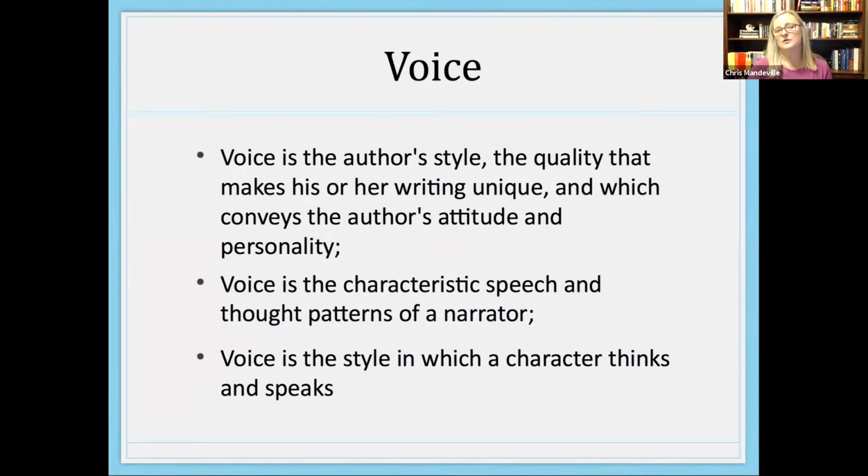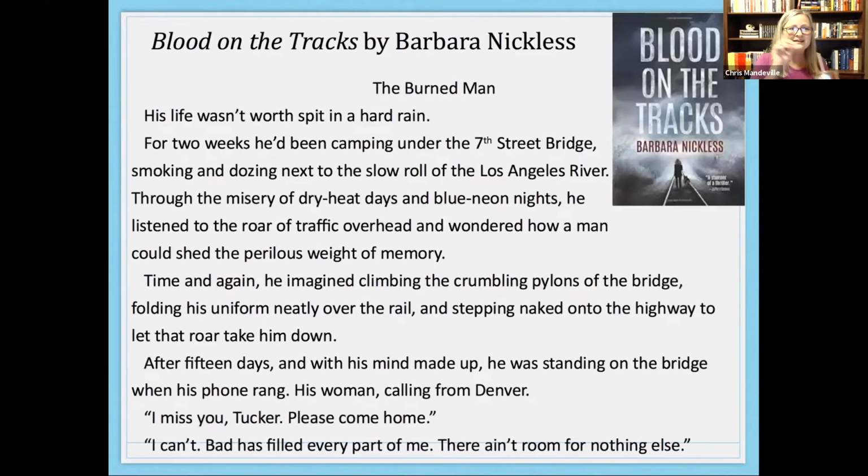Most typically, when we talk in literary analysis about voice, voice refers to the first thing, the author's voice. It's very hard to define voice, but you know it when you hear it or see it. I'm going to give you some examples so you'll believe me. In Blood on the Tracks by Barbara Nicholas, I'm going to read the first page of her first chapter. Be thinking about how you would describe the voice in this piece. And then we're going to contrast it with another piece.